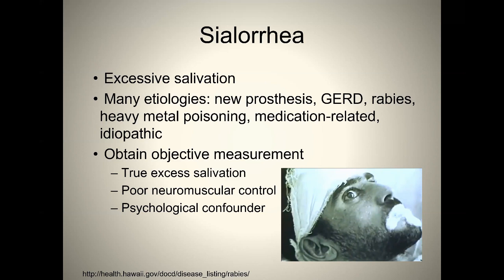If anyone has delivered a complete denture, the body in a new denture wearer feels like it's food. They have something in their mouth, the signals are being stimulated, and the patient is going to produce a lot of saliva. That's why it's important when you're delivering a new prosthesis to tell the patient that they may drool a little bit. Gastric esophageal reflux disease can lead to sialorrhea. The body produces excess saliva as a protective mechanism for the acid.